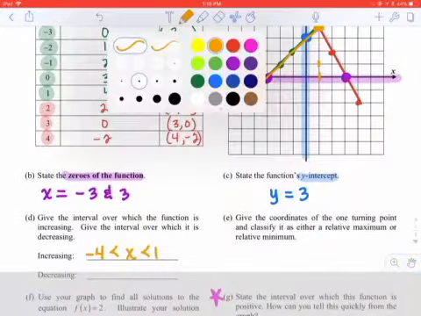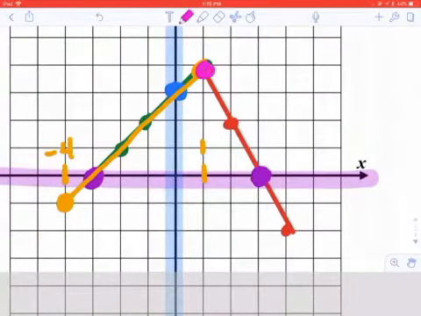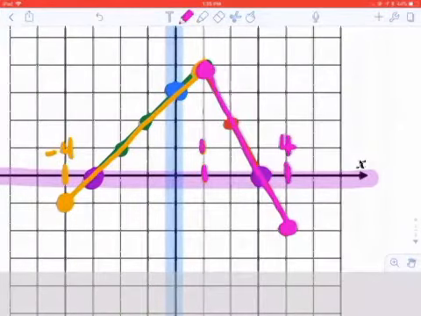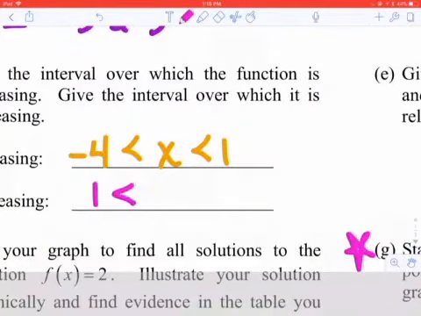Okay, and then decreasing is when you're going down. So you're going down the hill, and right here we go down until this point right here. So our x value here is 1. That's where we start decreasing. And we stop decreasing when our graph ends at x equals 4. So we are decreasing over the interval 1 is less than x is less than 4.